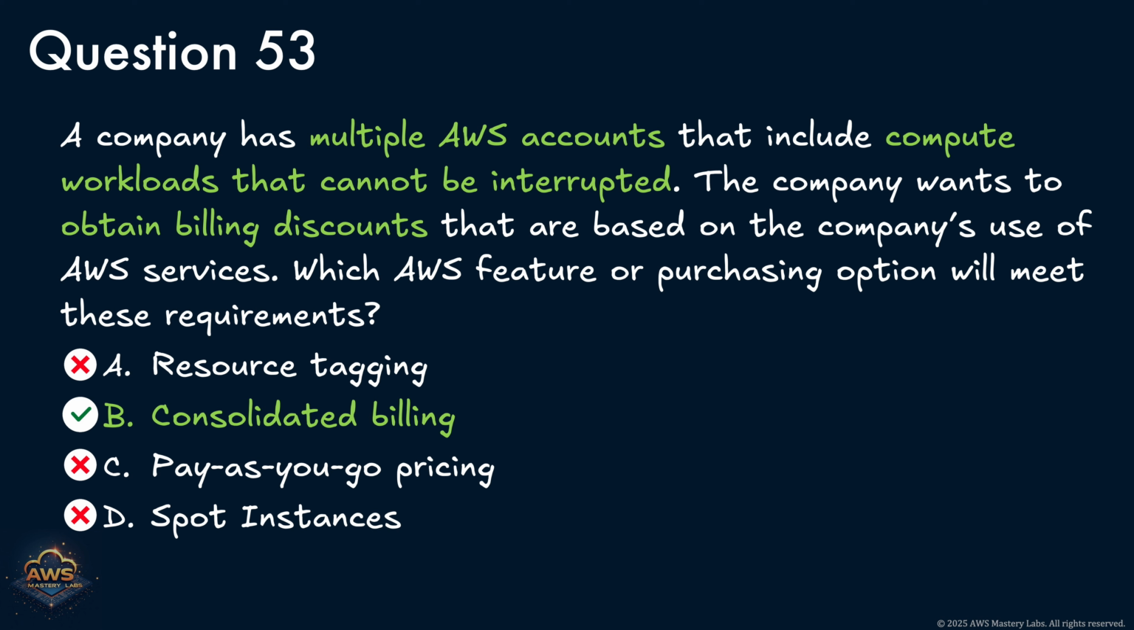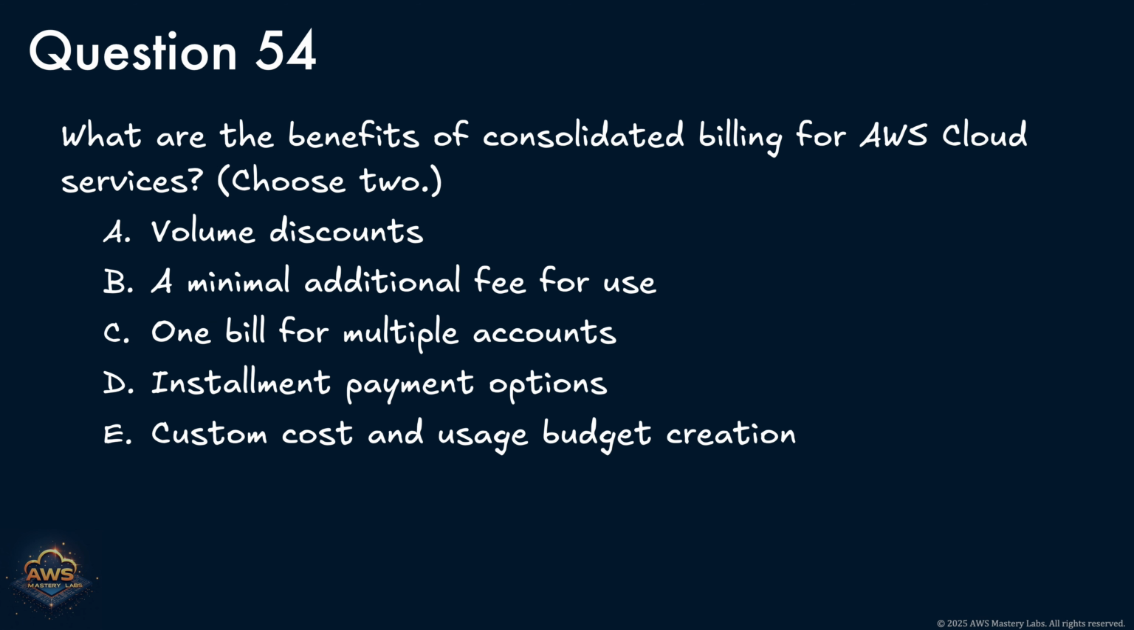It's particularly powerful for businesses with decentralized operations but centralized financial oversight. Since it doesn't interfere with workload stability, it suits non-interruptible workloads perfectly. Correct, because consolidated billing allows usage across accounts to be pooled for enterprise-level pricing discounts, meeting all the requirements without disrupting workload reliability. What are the benefits of consolidated billing for AWS cloud services?